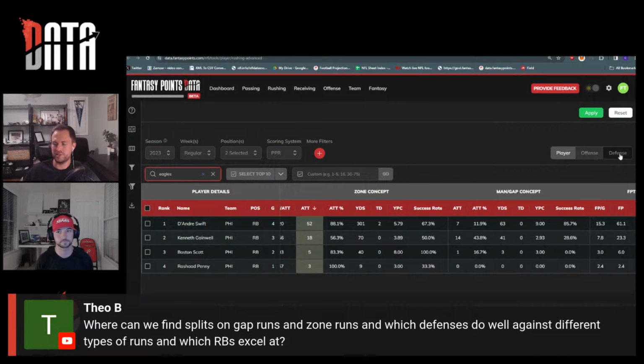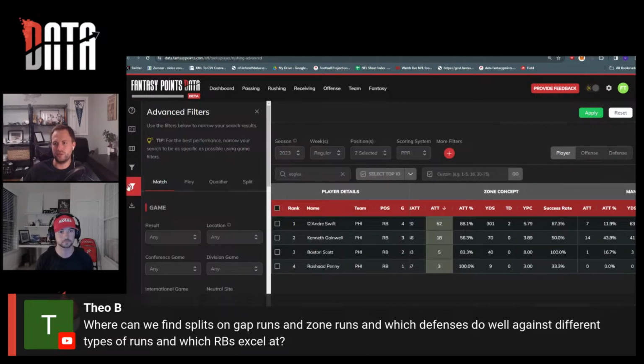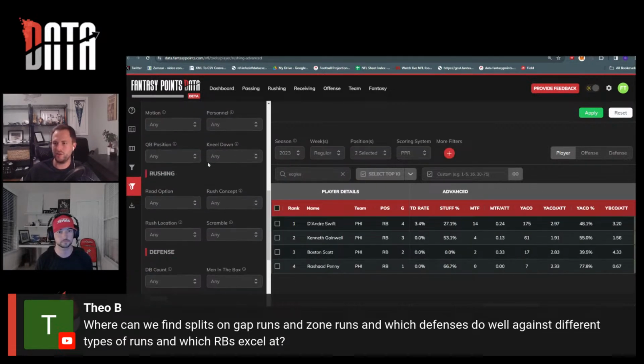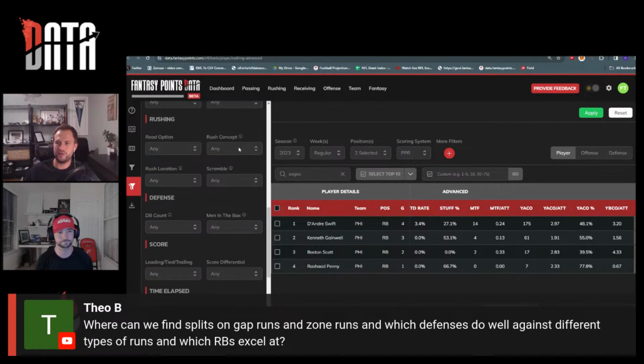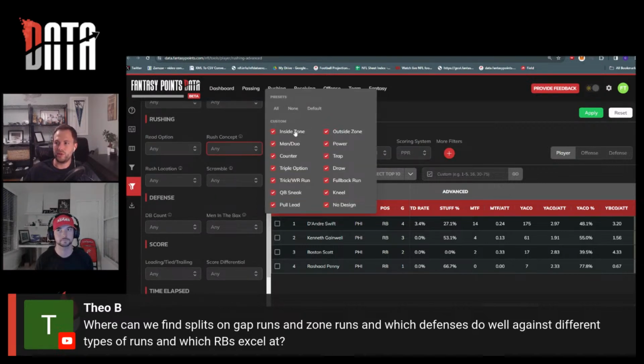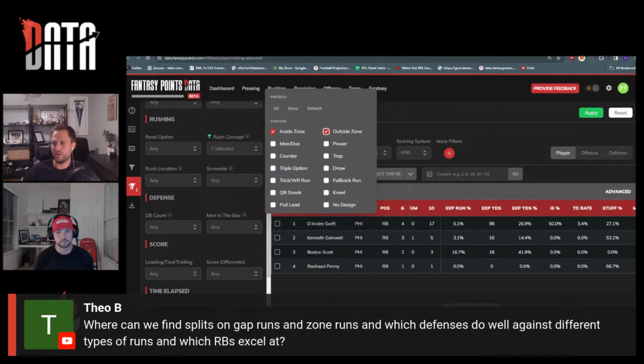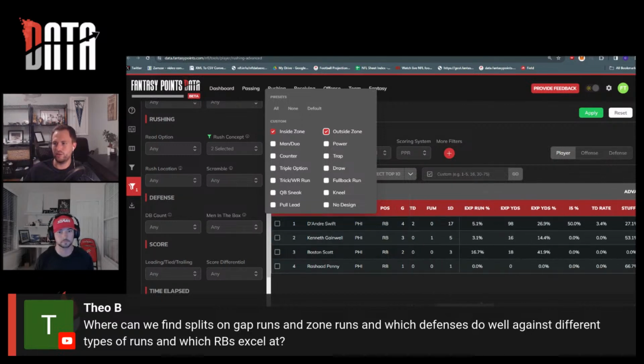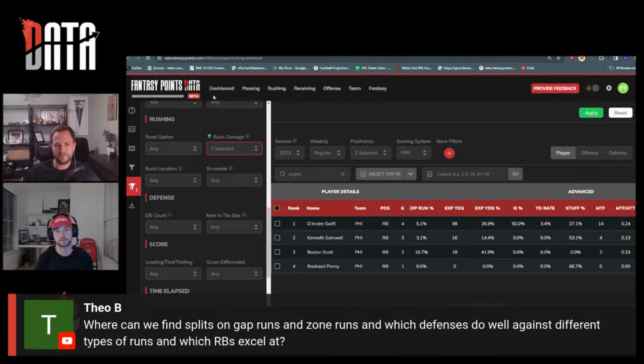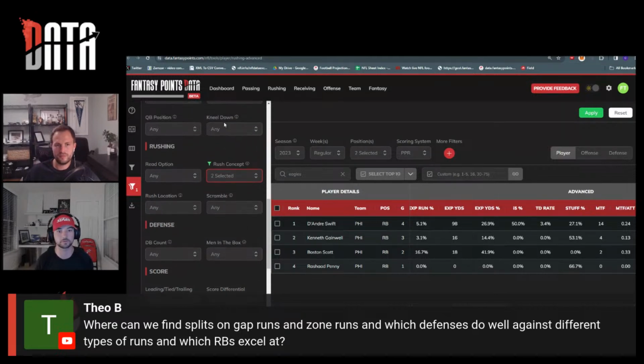And then you could just flip to defense and all these same stats will be here and you could see how they do versus those. And then like everything, you can get as granular as you want under the rushing filters, under rush concepts. You can look at specific filters. We probably should add one that just looks at man versus zone running for you. But if you wanted to look at just zone runs, you would just turn on inside zone, outside zone, and then you could see all the other fancy stats with those filters on. Yeah, these are really great for getting super, super granular.